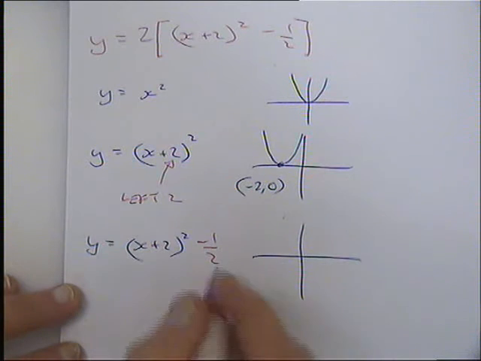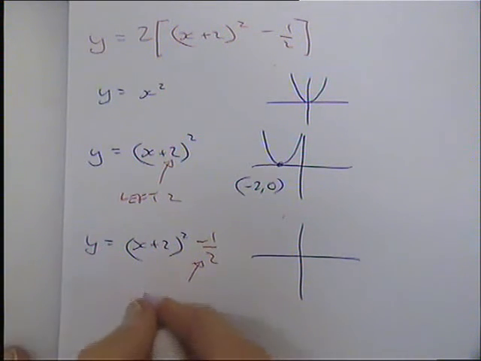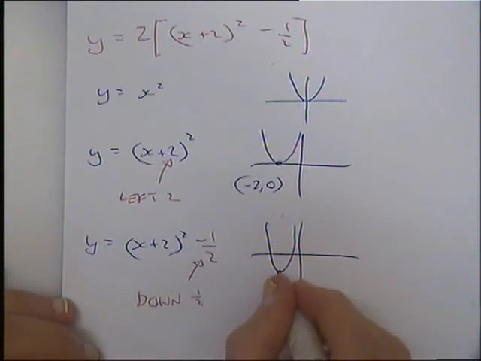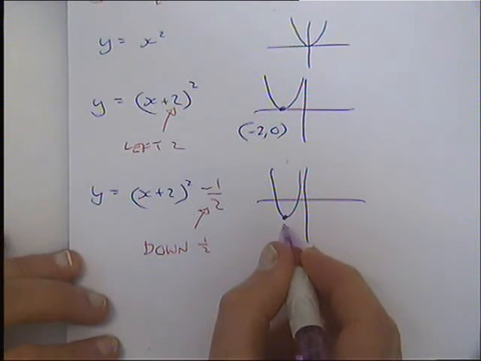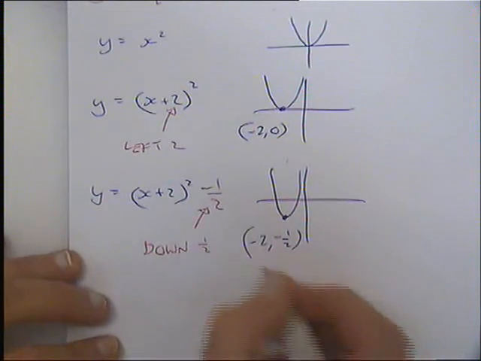What does the effect of a negative a half being stuck on the end do? Can I ask somebody who I think might be Charlotte? It goes down a half. Yes, that's correct. Okay, so it just goes down here. So Charlotte, this vertex's coordinate? Minus 2, minus a half. Yep, that's right.